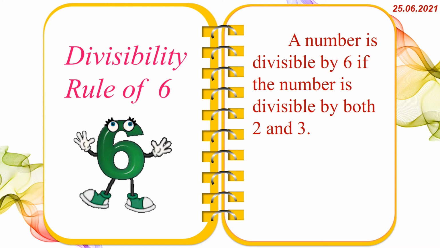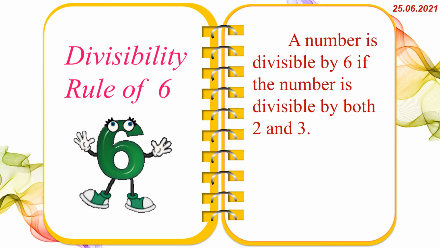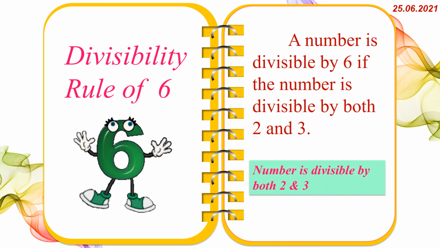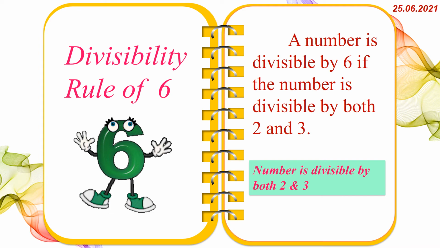Otherwise, the given number is divisible by 2 but not divisible by 3, or the given number is divisible by 3 but not divisible by 2, means the given number is not divisible by 6 also. Okay children, that is, number is divisible by both 2 and 3 means the given number is divisible by 6. That's all.